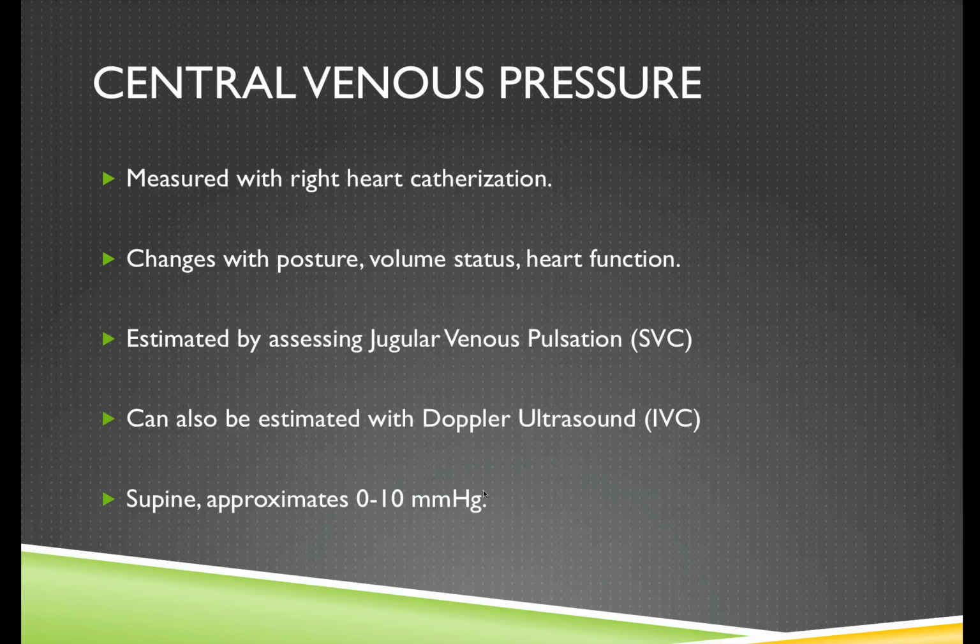Central venous pressure can be formally measured with right heart catheterization, and there's a separate video on the right heart catheterization procedure. Central venous pressure will change with posture, volume status, and your heart function. Clinically, we look at the JVP, which is akin to the superior vena cava pressure. If we're looking at the inferior vena cava, it's not as easy to identify clinically, but we can use Doppler or ultrasound techniques. The pressure within the central venous system in health approximates 0 to 10 millimeters of mercury. Now, this is a very low pressure system.